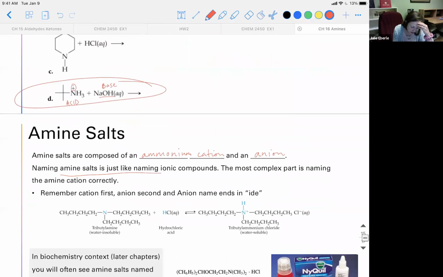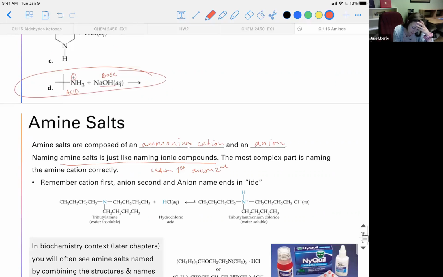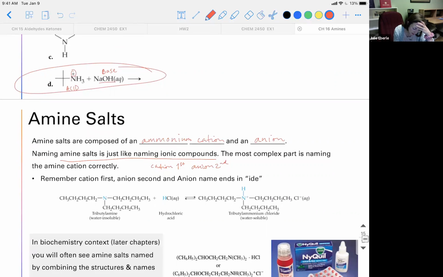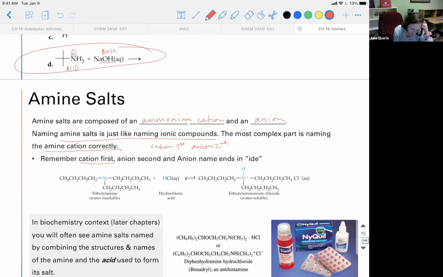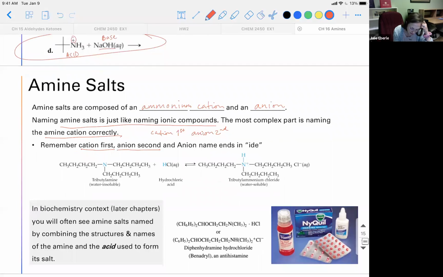Naming amine salts is just like naming ionic compounds. You name the cation first, anion second. I'm going to write that in. Cation first, anion second. This is stuff that you learned way, way early in previous chemistry courses. The most complex part is naming the amine cation correctly. So that's what we're about to do. Remember, cation first, anion second, and the anion name ending ends in "ide."